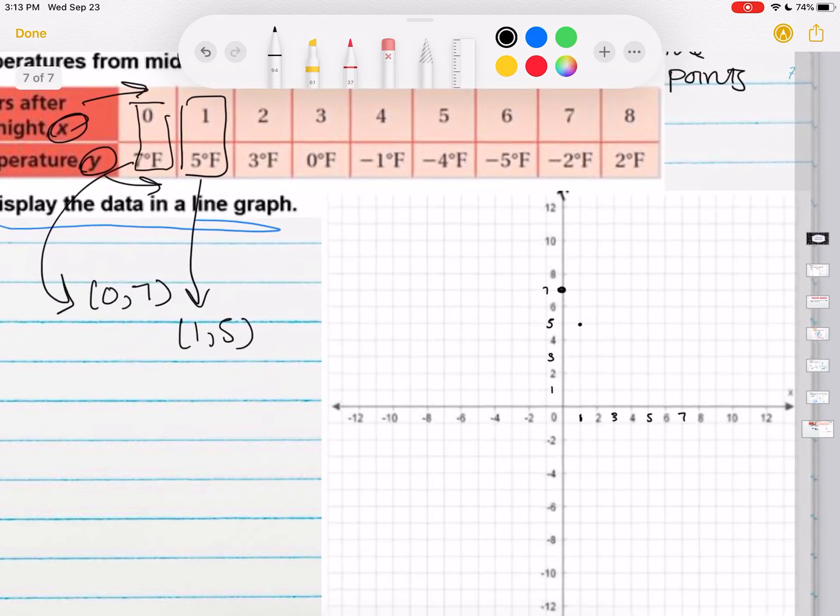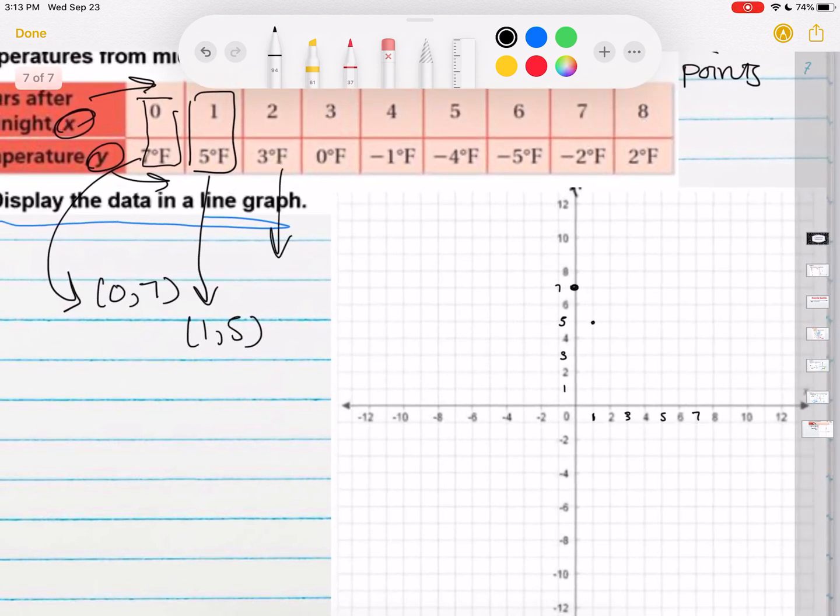Next one, (2, 3). So I'm going to go over 2 on the x-axis and up 3 on the y-axis. Next one, (3, 0), meaning I'm going to go to 3 on my x-axis, and I'm not going to move up or down. I'm just going to stay at 0 on the vertical y-axis.